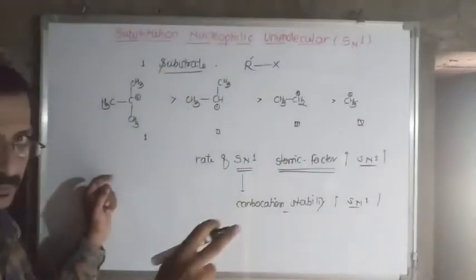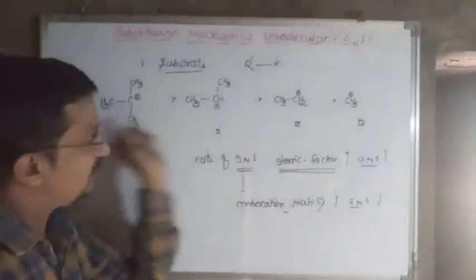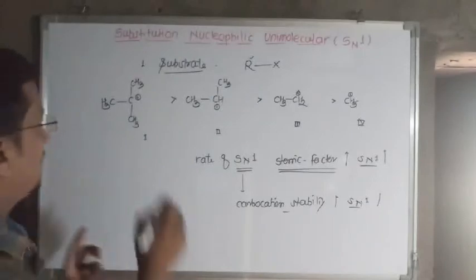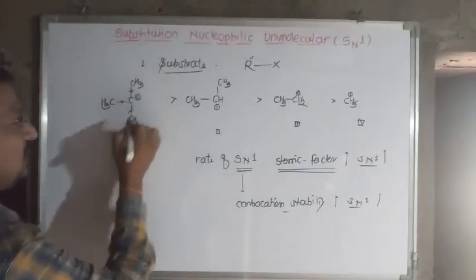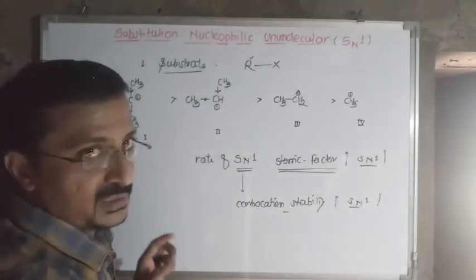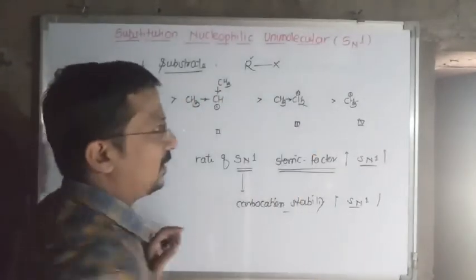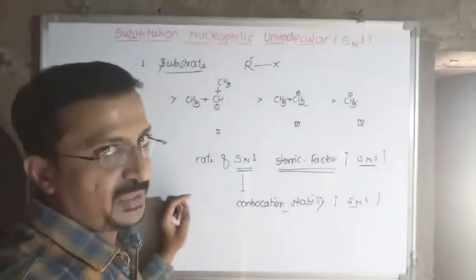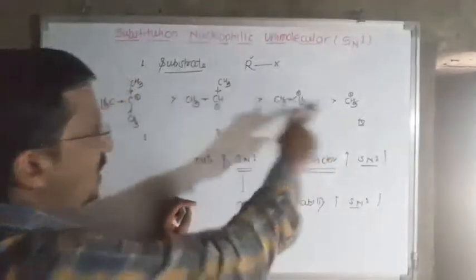Now in all cases, if you consider the stability of the carbocation, the order is the same, because it is stabilized by 3 inductive effects plus 9 hyperconjugated structures. Here it is stabilized by 2 inductive effects, 6 hyperconjugated structures. It is stabilized by 1 inductive effect, 3 hyperconjugated structures, and the last has no stability. So the order is the same.